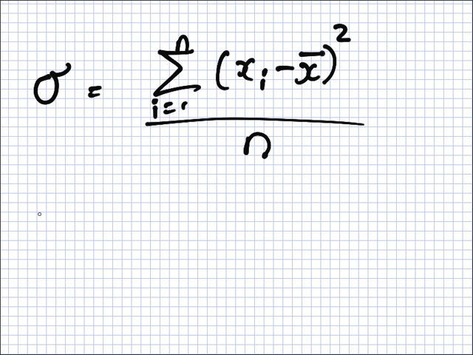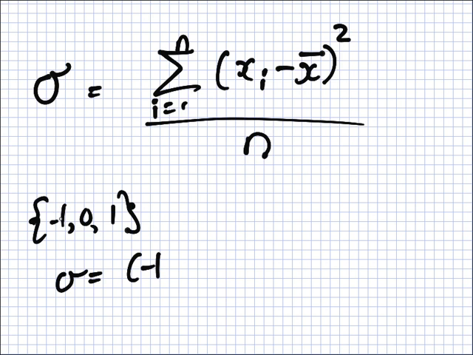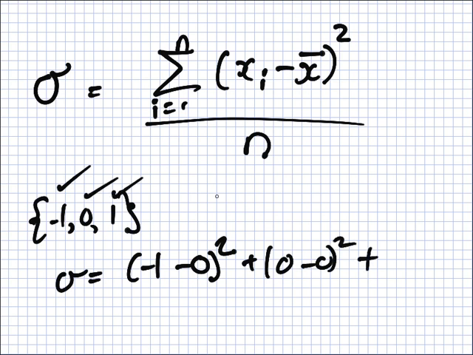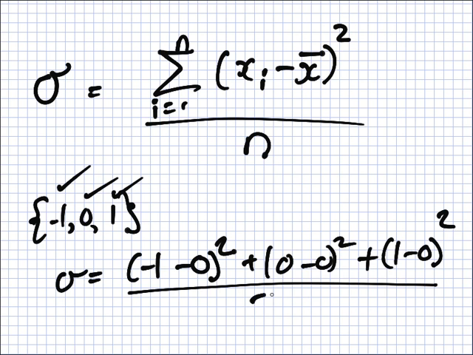So I'll give you an example. We'll take the first example of minus 1, 0, 1. Standard deviation would be minus 1, the first data point, minus the mean average. What did I say the mean average was? Was 0. Squared. Plus the next point, 0 minus the average, squared. Plus the last point, 1 minus average, squared. And in this case, it's all over 3. And that's the calculation here for this one.